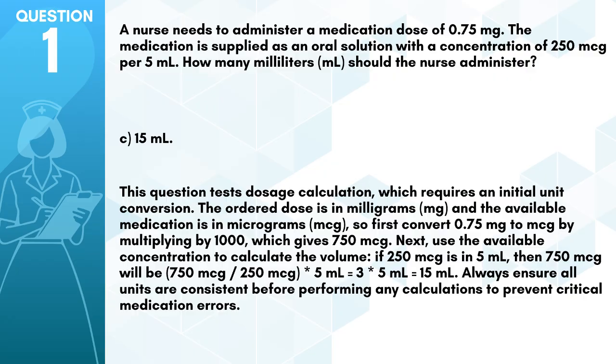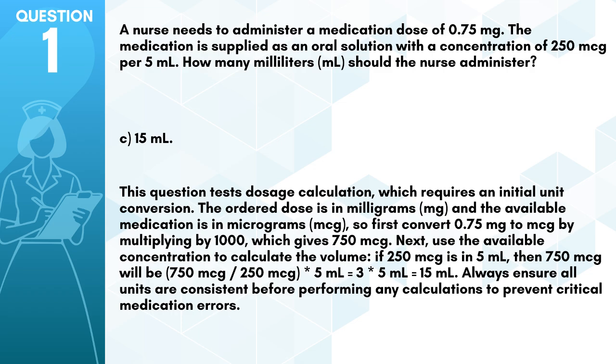The ordered dose is in milligrams, mg, and the available medication is in micrograms, mcg, so first convert 0.75 milligrams to mcg by multiplying by 1000, which gives 750 micrograms. Next, use the available concentration to calculate the volume.